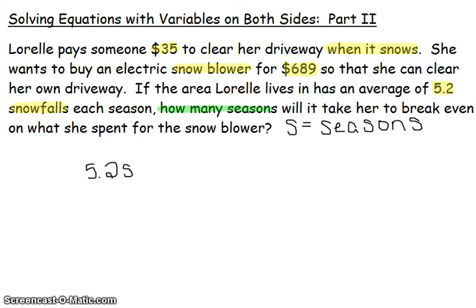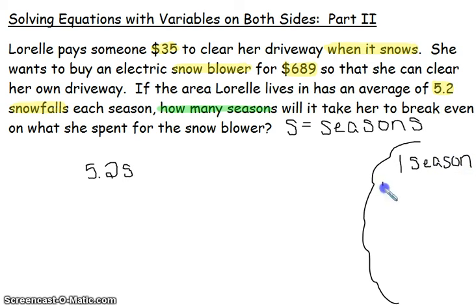Alright, now let's back up even further. What do we know about the snowfalls each season? Well, in the very first sentence, it tells us that every single snowfall, she pays someone $35 to come and clear her driveway. So this person, if it were one season, we could think about that over here. We'll do a little kind of thought cloud here. If it were one season, 1 season. I'll write this in.